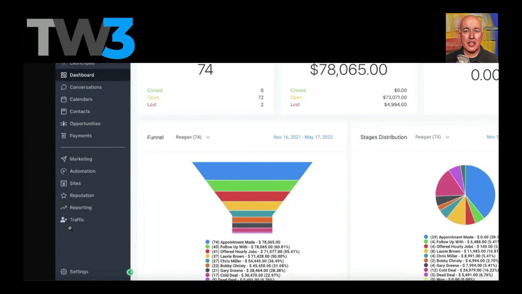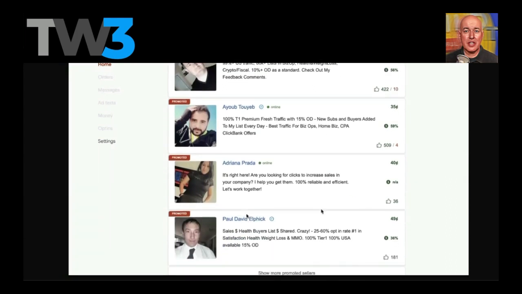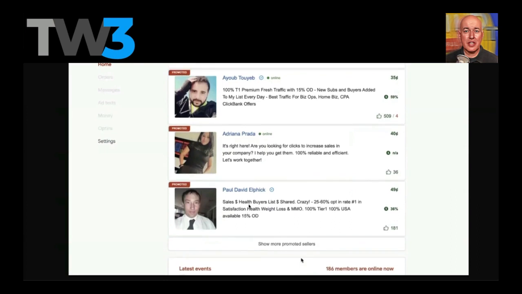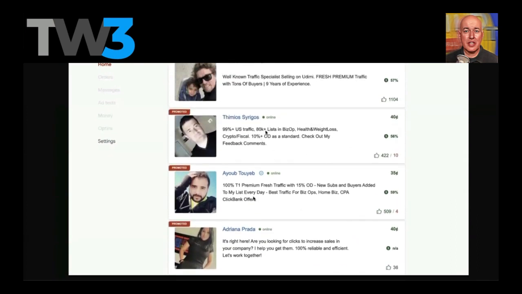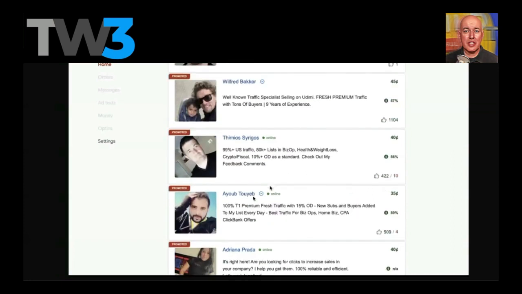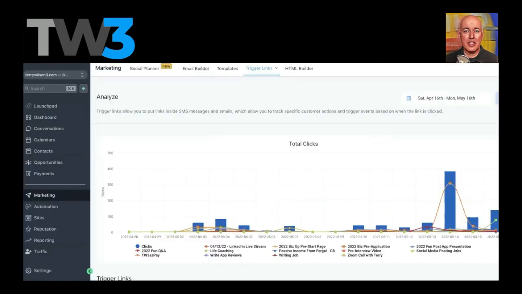You click on that, you're going to be able to sign up to something that's going to give you a marketplace where you can buy and sell traffic, and you can make some money off of this traffic. You can make money if you're buying the traffic. Here's the cool thing about this particular traffic marketplace that you're going to find.